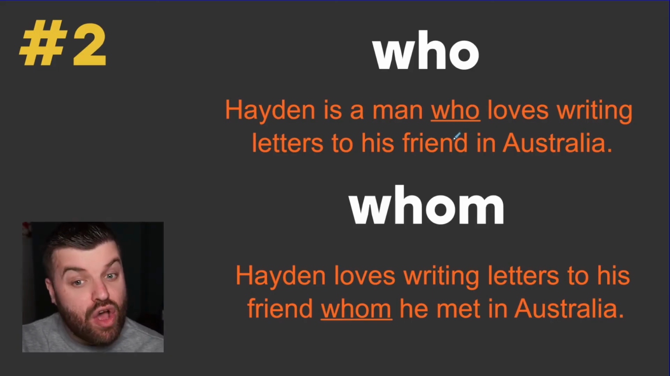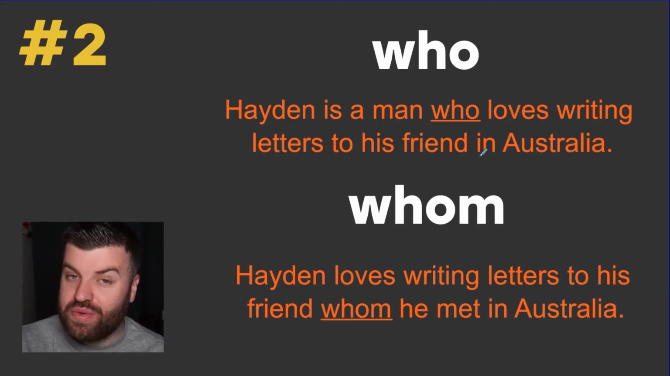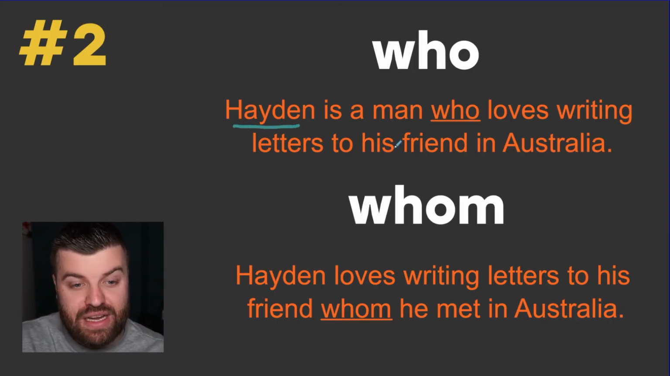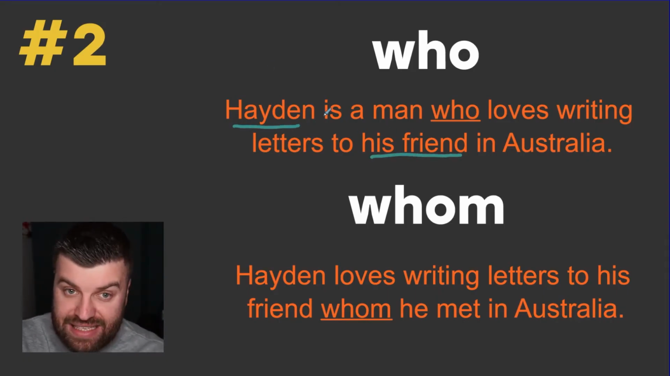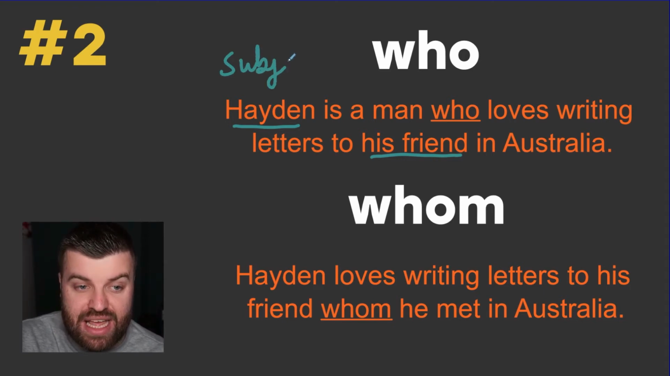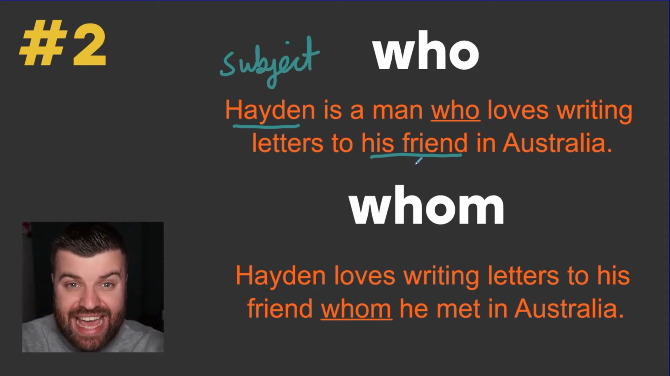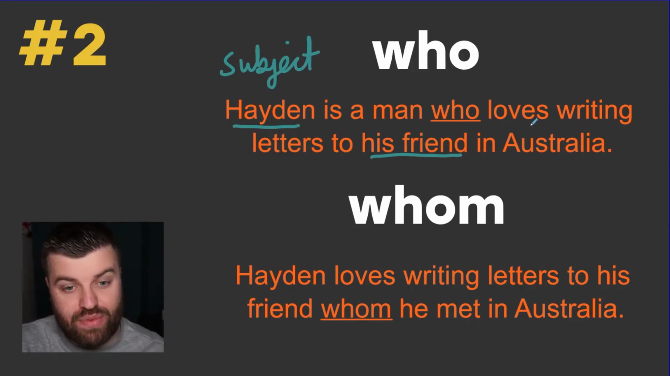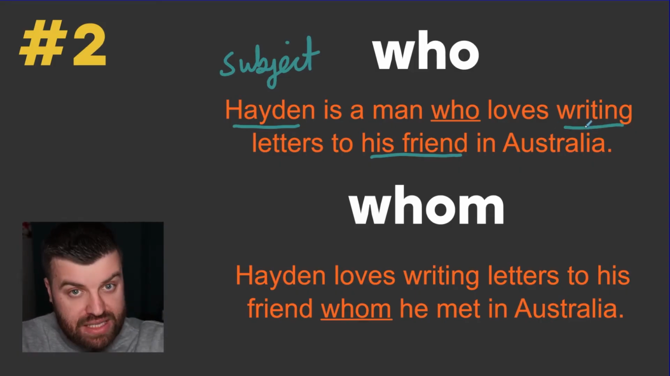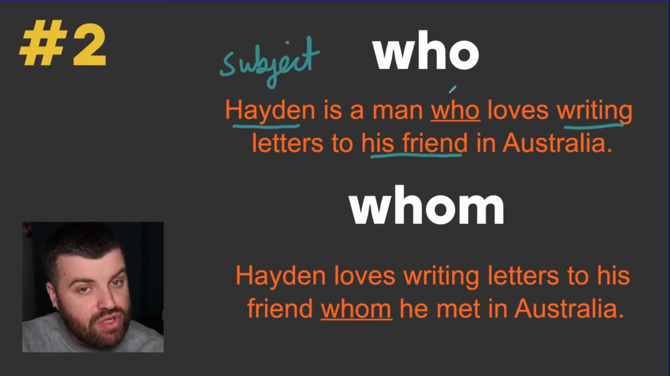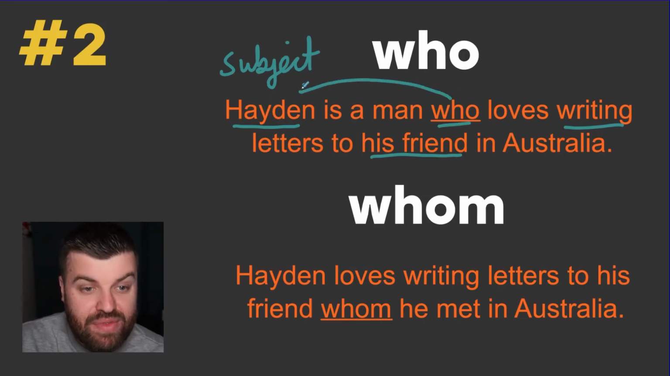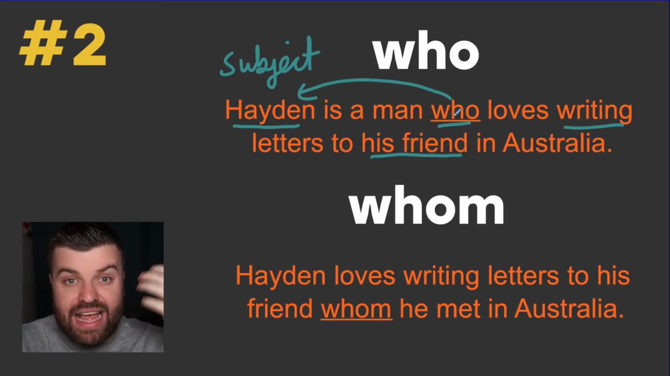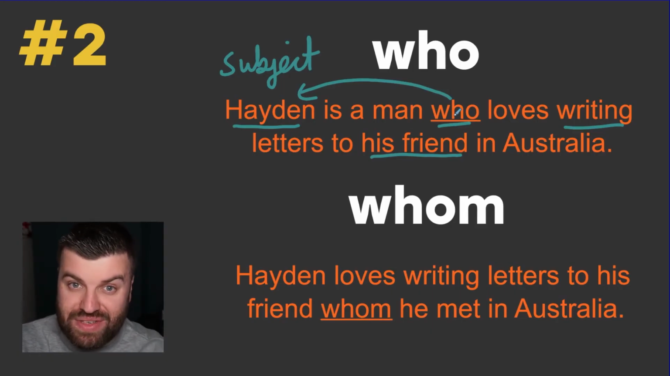Hayden is a man who loves writing letters to his friend in Australia. So in this sentence, we have two people. We have Hayden and his friend. And in this sentence, Hayden is the subject. That's because it comes first, and he is the person in this sentence who is performing the action of the verb, which is to write. So Hayden loves writing, we're talking about him, and we use who when we are referencing the subject. We're talking about Hayden, he's a man who loves writing, therefore we put who, we're referencing the subject.